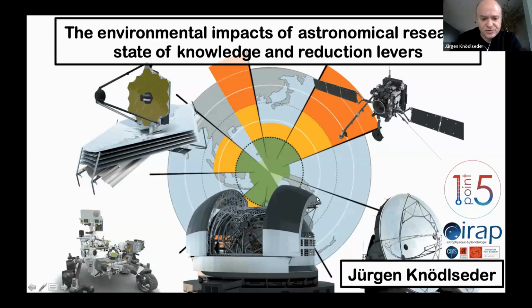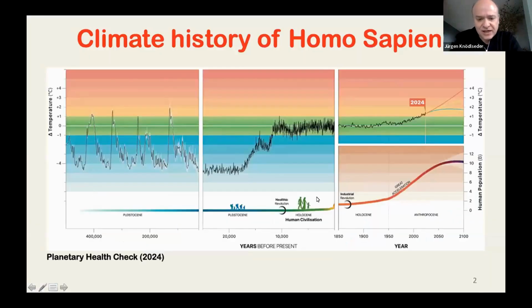Just to start with this topic, I like very much this graph. This is from a document called Planetary Health Check that came out last year. It shows very nicely the climate history of Homo sapiens, where you see different phases. The first is the Pleistocene, basically the Ice Age. In terms of temperature, it was colder, of course, that's why we call it the Ice Age. But there were quite important temperature variations from time to time.